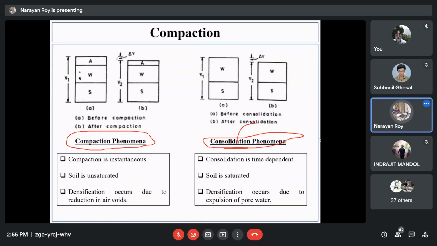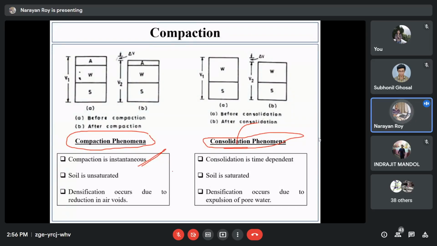There are distinct differences between these two phenomena: compaction and consolidation. So, what are the differences? First, compaction is basically instantaneous. Whenever you apply the load, your soil will suffer settlement, and the soil will compact. So it will decrease in volume.